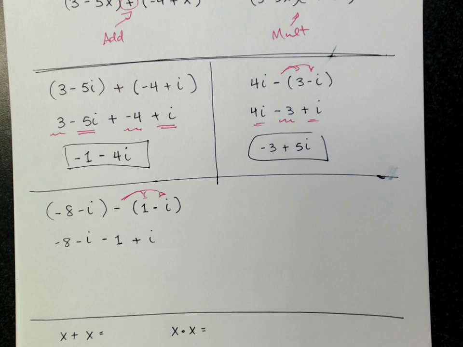So you'll always end up with a complex number. But if either an A or a B is 0, then you need to write that 0 as a placeholder if you're told to put the answer in a plus bi form.